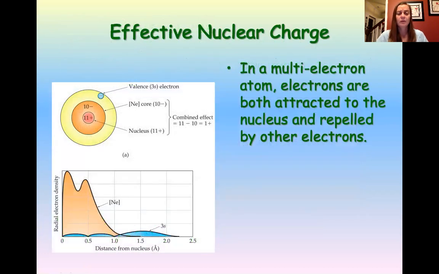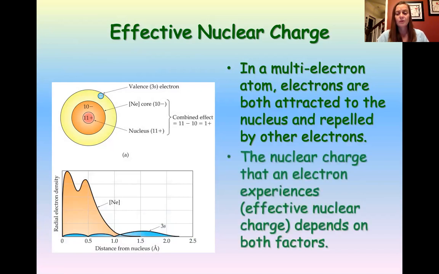So, a couple of terms that we glanced over in Honors Chem, but we'll want to make sure that we thoroughly understand for AP Chemistry. The first one is this term effective nuclear charge. If we have an atom that has more than one electron, which means everything besides hydrogen, electrons are attracted to the nucleus, but they're also being repelled by all the other electrons. The charge that an electron experiences, we call this effective nuclear charge, depends on both factors. It depends on that attraction and on that repulsion.